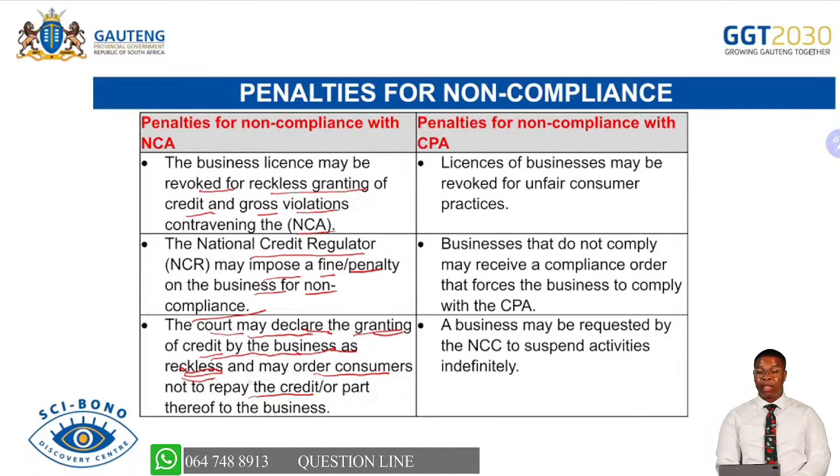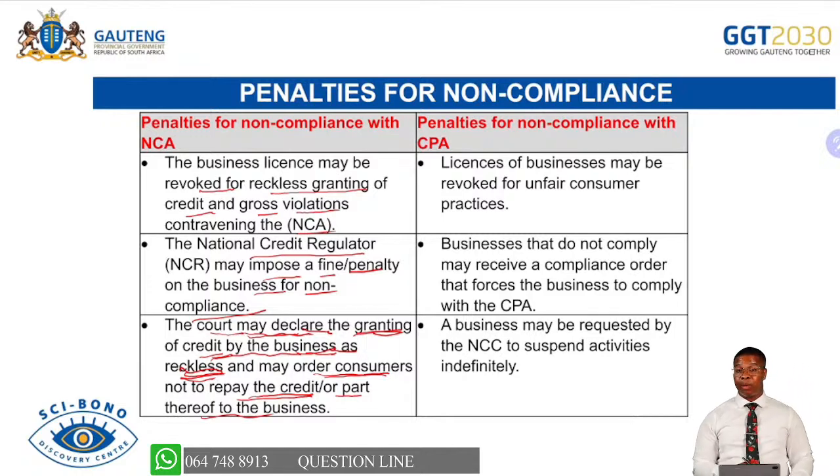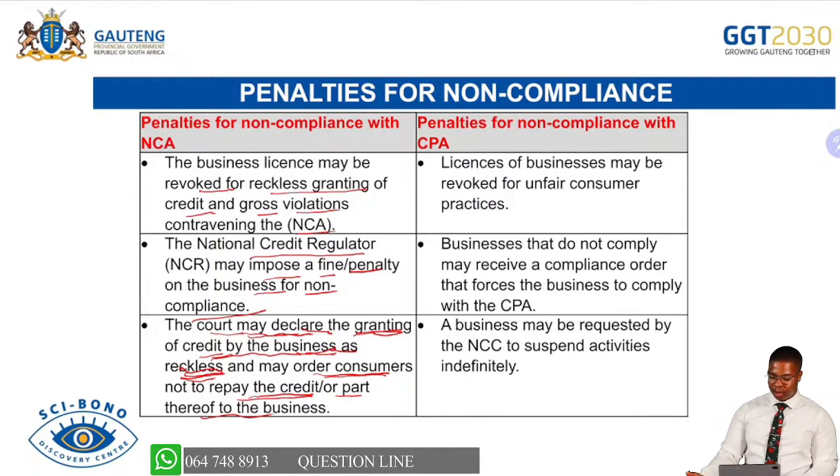So this becomes the punishment to the business. It will look like they gave away their product for free because the consumer was not properly checked to see if they qualify or do not qualify. That's what the point is emphasizing: the court may declare the granting of credit by the business as reckless and may order the consumers not to repay the credit or part thereof to the business, which will then be an advantage to that particular consumer.